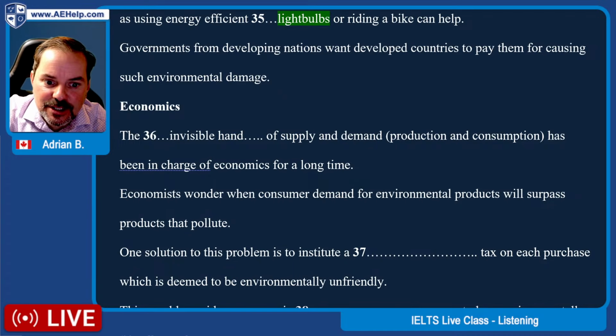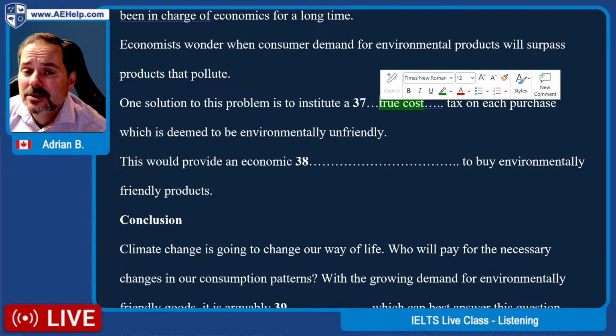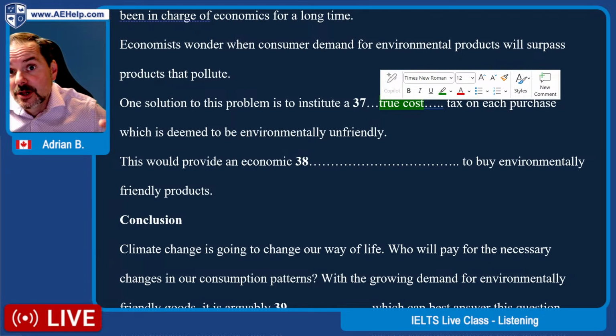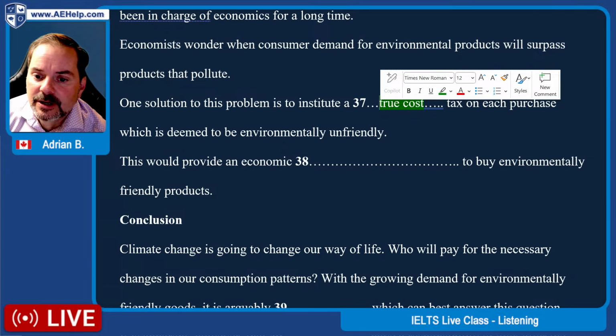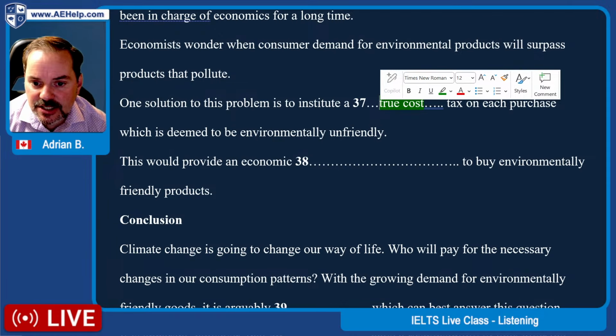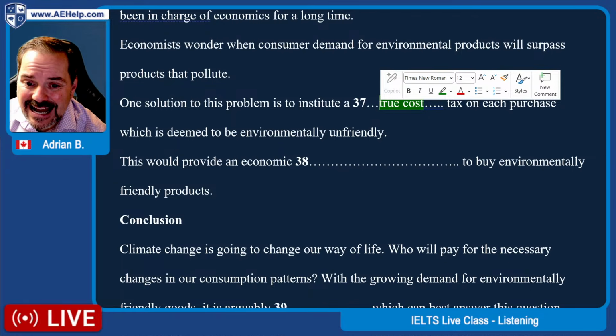Okay. Economists wonder when consumer demand for environmental products will surpass products that pollute. One solution to this problem is to institute a true cost tax, right? Like the real cost of products. I think they already do that with gas, with oil. You have to pay extra to pay for the cleanup of the gas polluting the air, right? I don't know exactly how that's done, but we pay for it. We pay an environmental tax on gasoline, and that's your true cost tax. Okay.